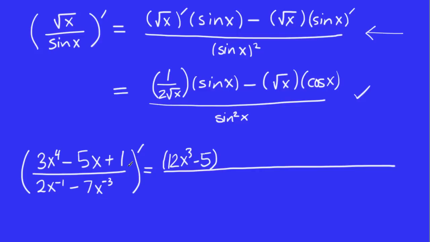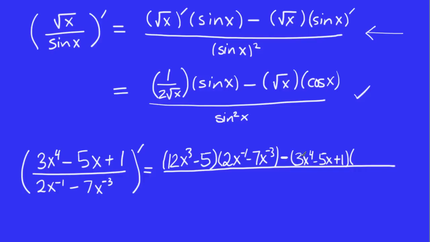The quotient rule says next just to multiply by this here left alone. Don't do the derivative of it. So that's fine. And then minus. Now we're going to leave this one alone. So 3x to the 4 minus 5x plus 1, just recopy it. And then multiply by the derivative of this denominator.